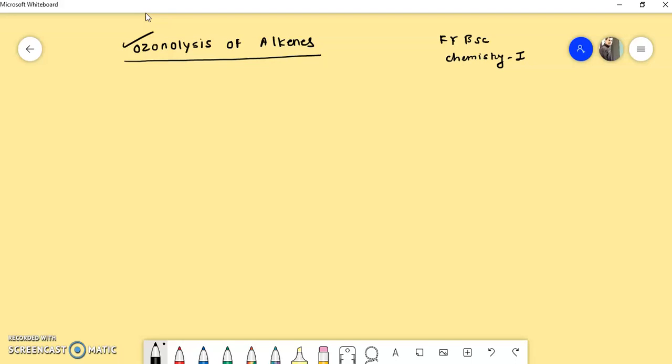So I will write here in general a reaction of ozonolysis. Suppose this is the alkene, then in the presence of inert solvent, this ozone, O3 is ozone, and ether is the inert solvent. There is a formation of an intermediate called ozonoid. This is the structure of this ozonoid, remember. Here is the cyclic structure of this ozonoid.